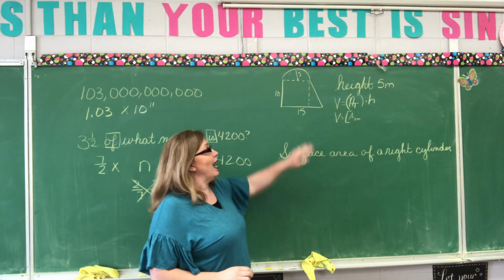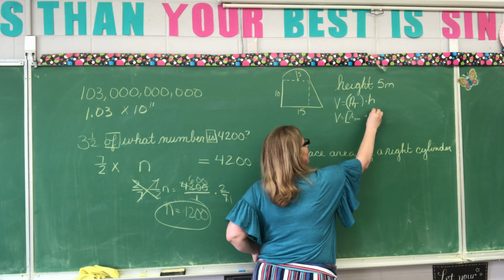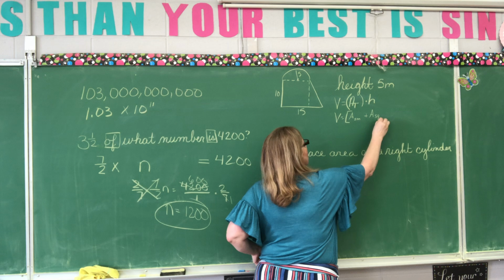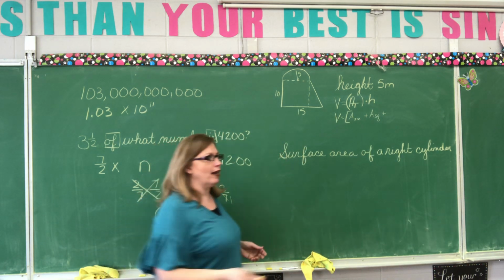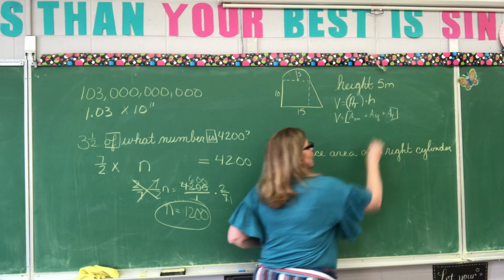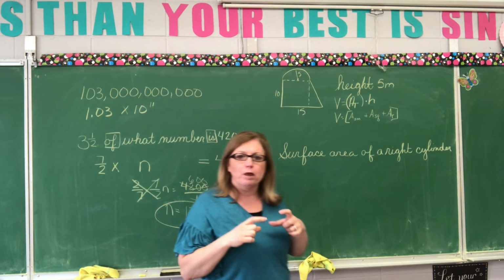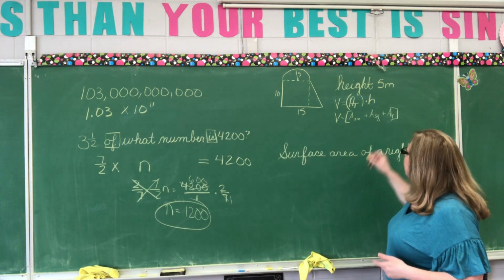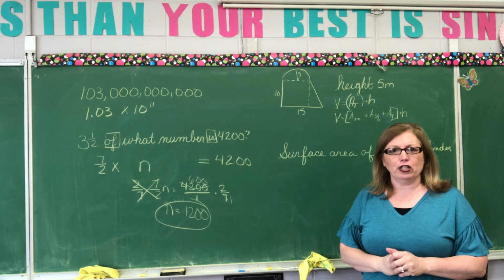When I divide it, I now have a square. So I'm going to add to it the area of the square. And what do I have left? A triangle. So I'm going to add the area of the triangle. Once I add those 3 areas together, what do I multiply it by? The height. So times height.